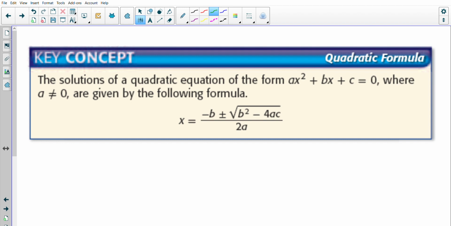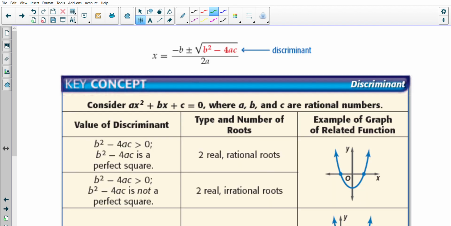You can sing this to the song Pop Goes the Weasel, but I will not because I cannot sing very well. So what we're going to focus on, like I just said at the beginning of the video, is the discriminant. Right there in red, as you can see, is the b squared minus 4ac.